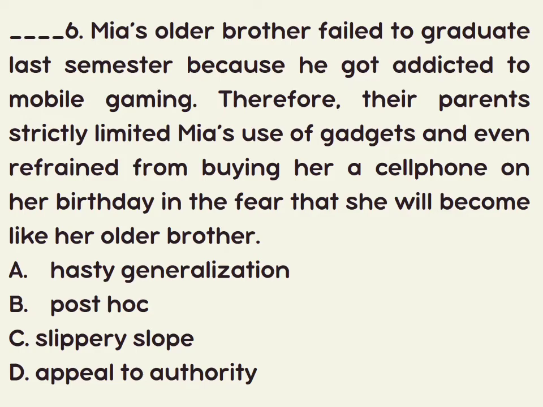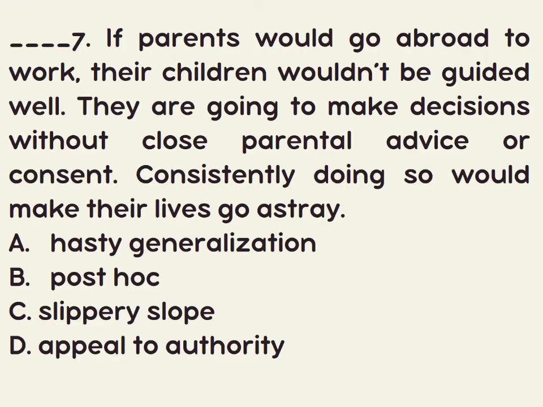Number 7. If parents would go abroad to work, their children wouldn't be guided well. They are going to make decisions without close parental advice or consent. Consistently doing so would make their lives go astray. A. Hasty generalization, B. Post hoc, C. Slippery slope, or D. Appeal to authority?